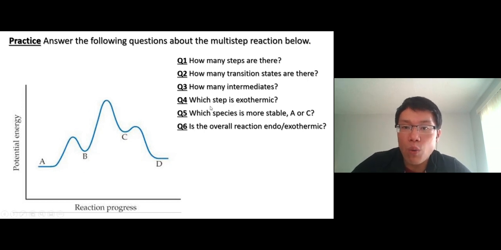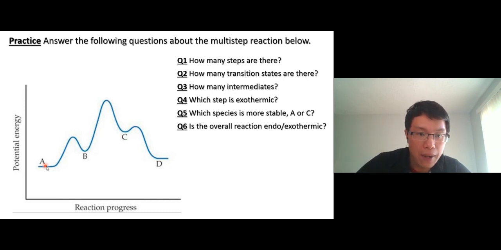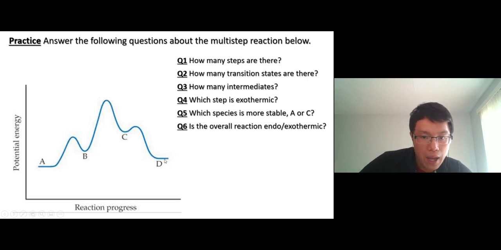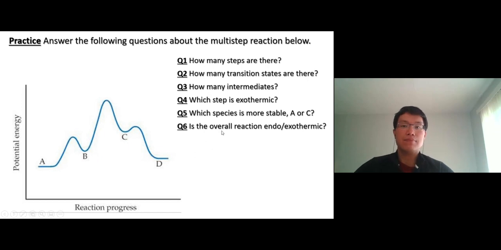Okay. Now, which step is exothermic? Exothermic releases energy, so exo right here, C to D, only C to D is exo. So the energy of the product is lower than the reactant. Which species is more stable, A or C, or totally A? Right, lower energy, so A is more stable. Is the overall reaction endo or exothermic? Overall, so A to D, D is a little bit higher than A. Yep, higher, so this is an endothermic reaction. All right, that's how we do it. Nothing's difficult in here. Okay.